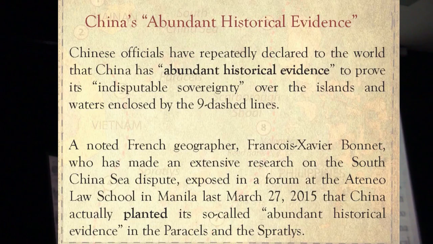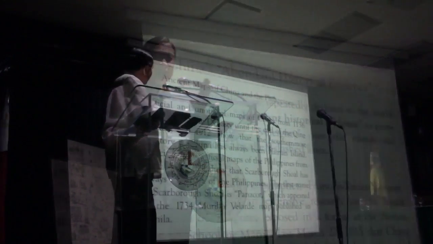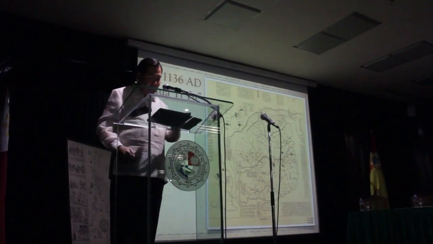Now, a noted French geographer, François Bonnet, who has done extensive research on the South China Sea dispute, exposed in a forum at the Ateneo Law School on March 27 that China actually planted its so-called abundant historical evidence in the Spratlys and the Pamantasan. Okay, let's go to the ancient maps of China.